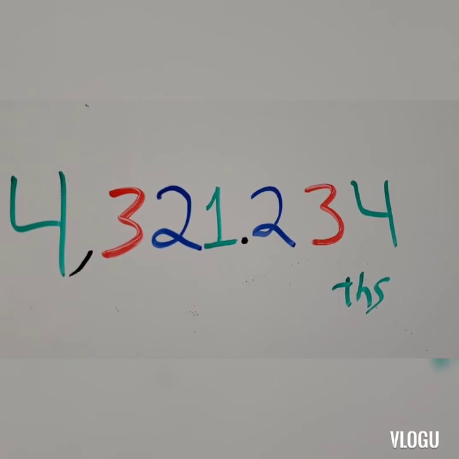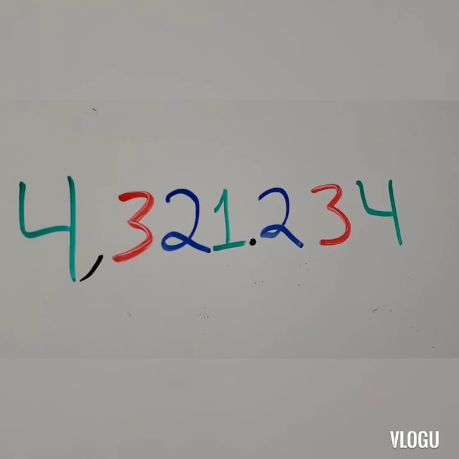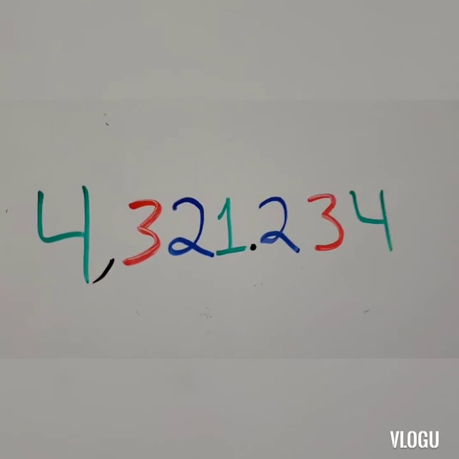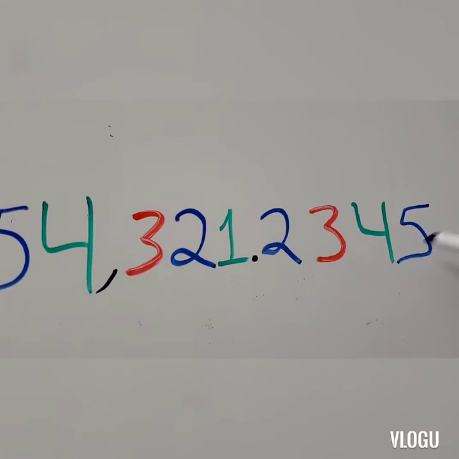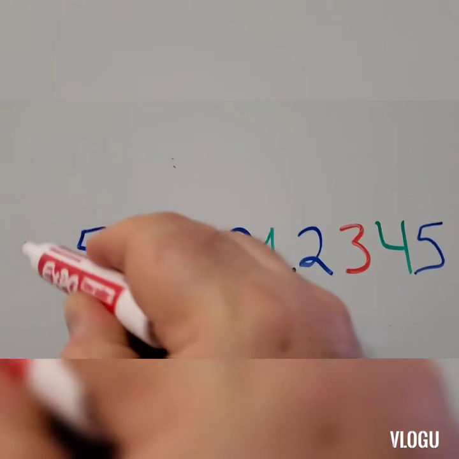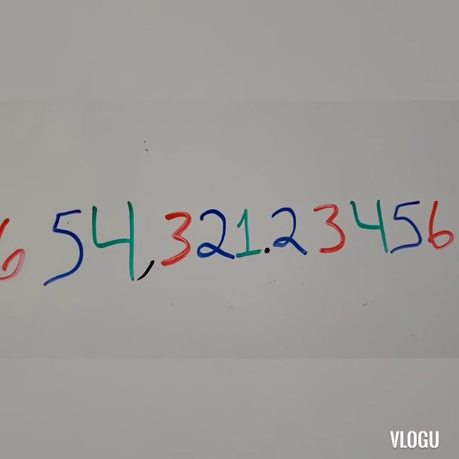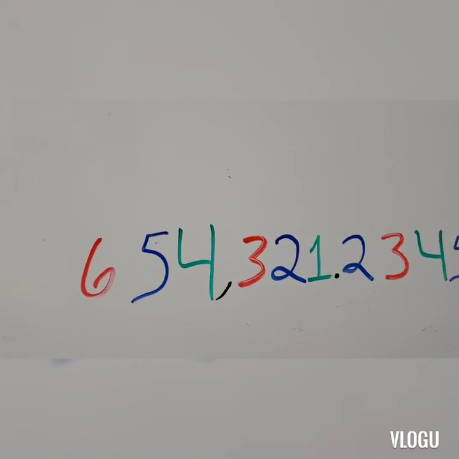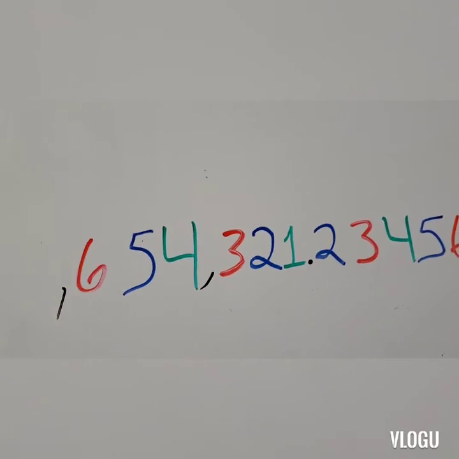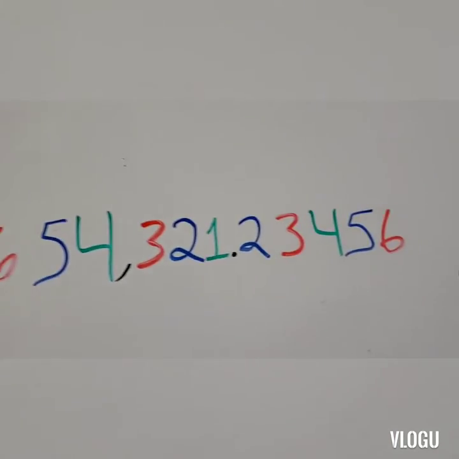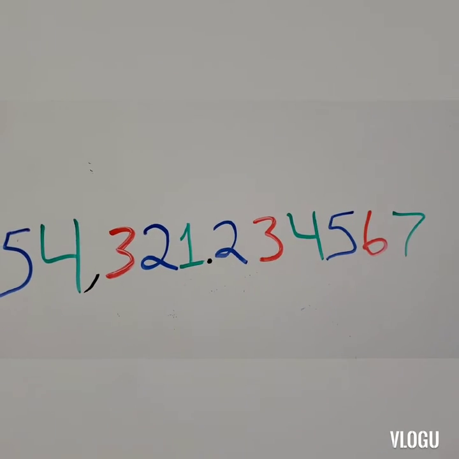And the pattern continues, where after the green comes the blue. 10,000s, 10,000ths, 100,000s, 100,000ths. We would put our comma back in here. Millions, millionths.